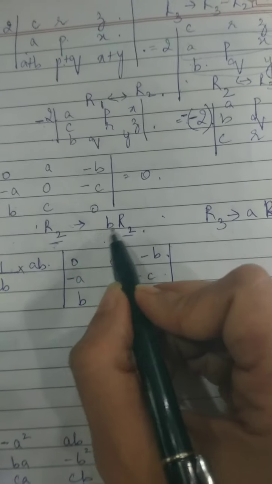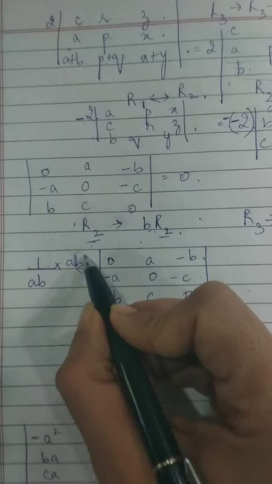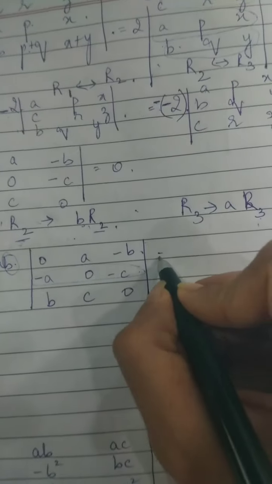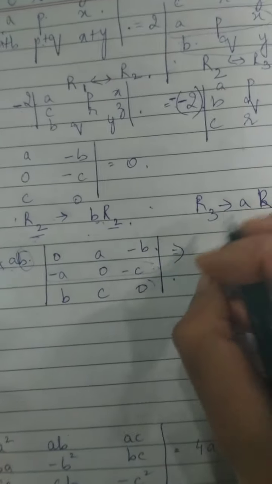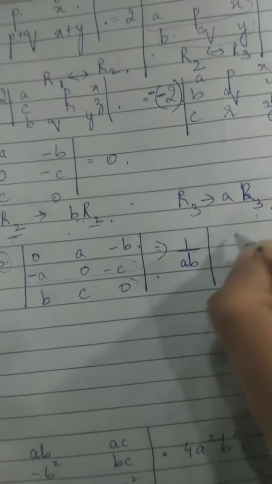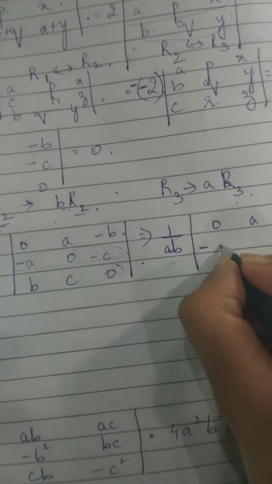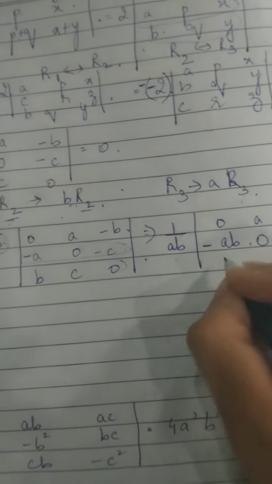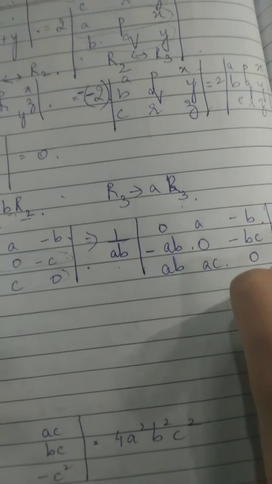Now what is the operation? I have to multiply R2 with B. So I can take this B and multiply this R2 with B. So what do we get? And at the same time, I can take this A and multiply all the elements of R3 with A. So I have 1 upon AB, 0 A minus B as it is. Here we have minus AB, 0 minus BC, and here we have AB, AC and 0.